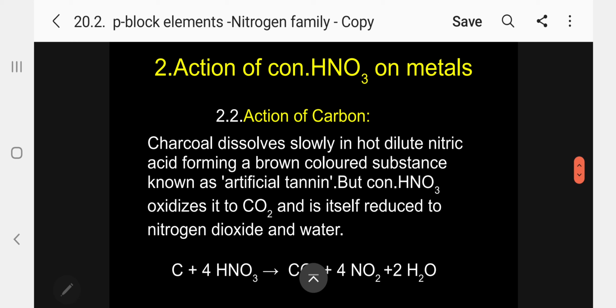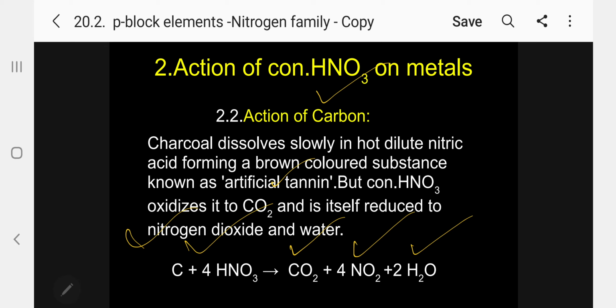Number 2, action of carbon. Charcoal dissolves slowly in hot dilute nitric acid forming a brown colored substance known as artificial tannin. But concentrated nitric acid oxidizes it to carbon dioxide, and it itself is reduced to nitrogen dioxide and water. Carbon plus 4 nitric acid gives carbon dioxide, NO2 and water. Kindly follow. This is the action of concentrated nitric acid with carbon. So carbon gives carbon dioxide.